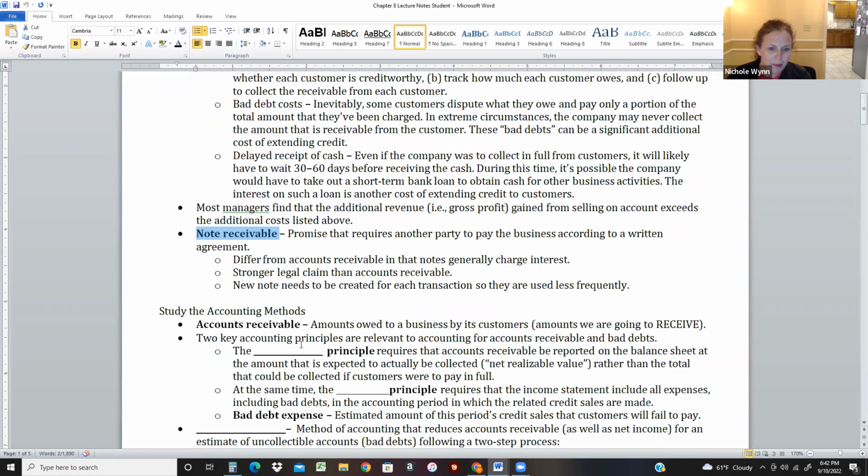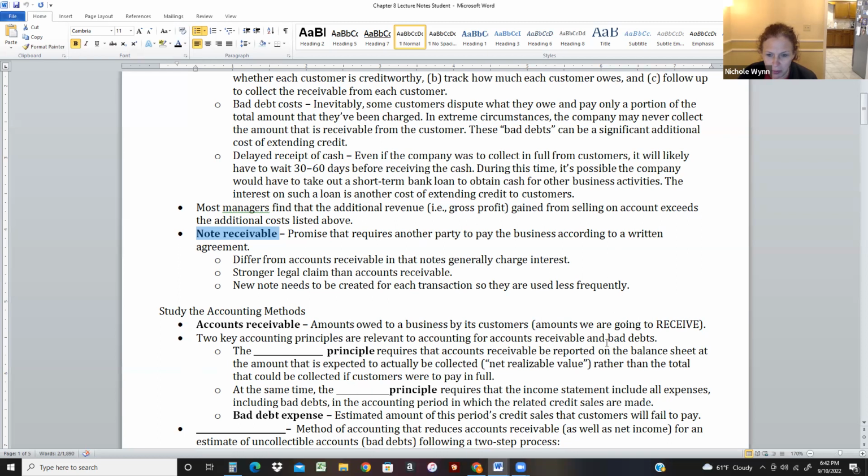So accounts receivable, we've been dealing with that account. Well, we mentioned it in chapter 1, but we've been dealing with it a lot since chapter 3 in journal entries and stuff. So this is when we are going to receive money in the future from our customers.